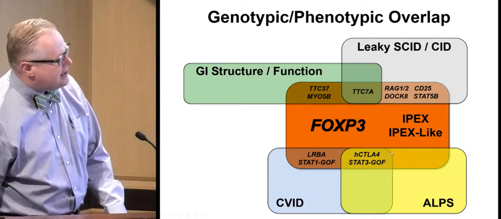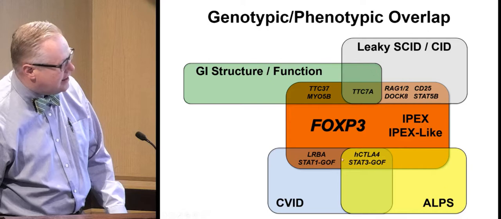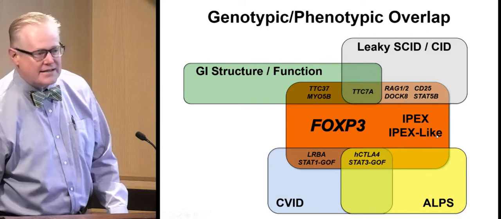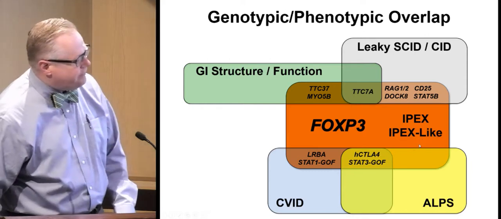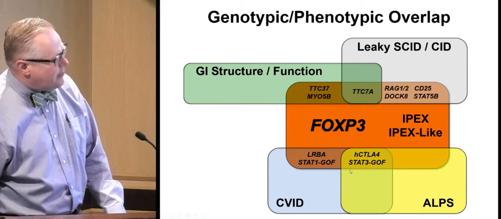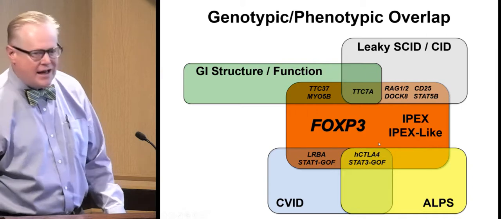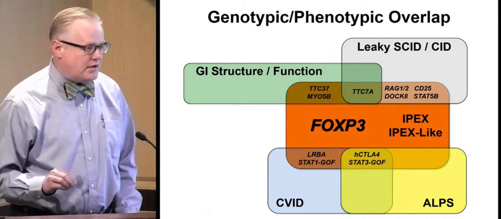So for instance, STAT3 gain-of-function mutations and CTLA4 mutations have been identified in cohorts of ALPS patients. They've been identified in cohorts of CVID patients, and of course in our IPEX-like patients. And what it points to is the fact that there's certainly some overlap. These are, of course, the CVID patients with autoimmune disease, and there's some phenotypic overlap, but it highlights the point that genetics really are important in these diseases.